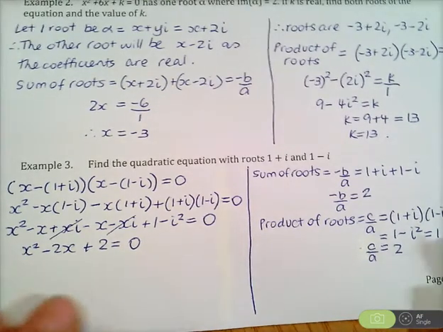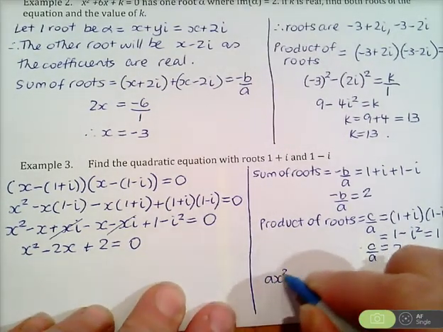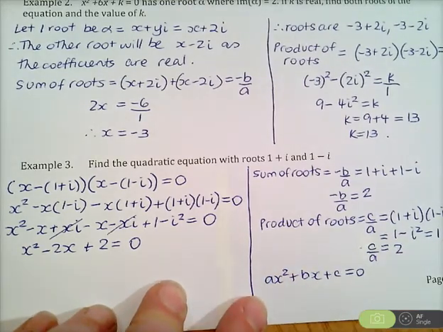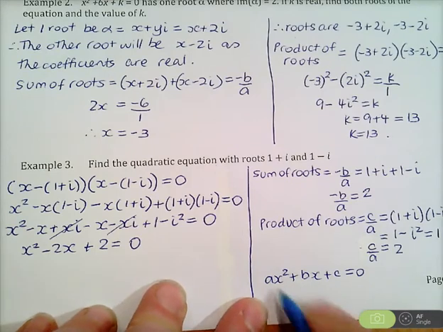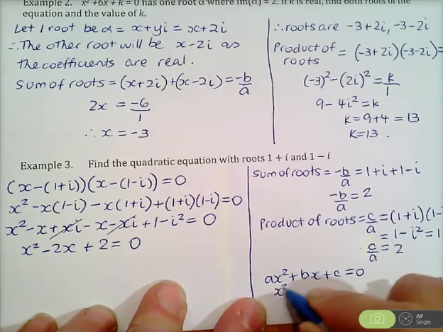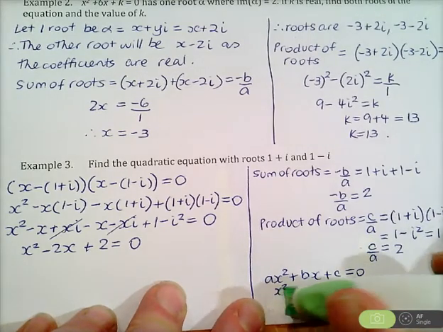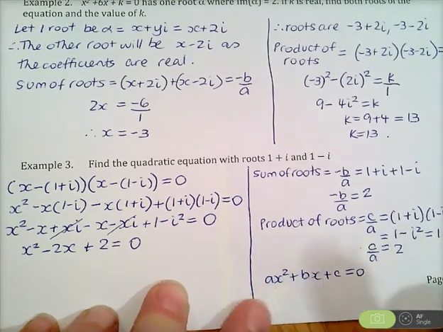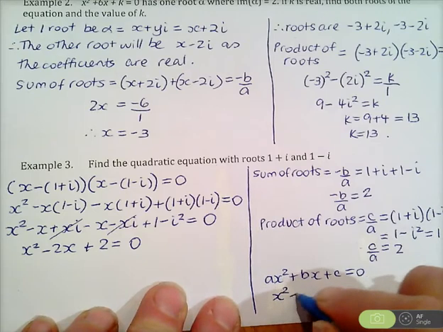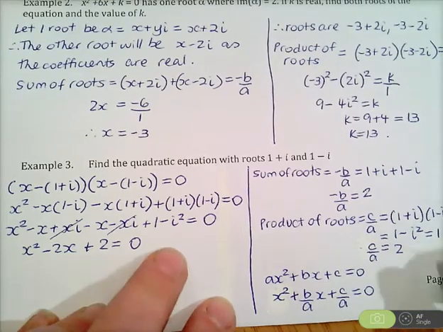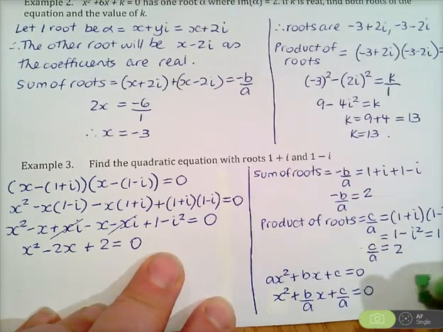Now, we know that ax squared plus bx plus c equals 0 is the general form of a quadratic equation. Now, if we divide through by a, I get x squared plus b on a x plus c on a equals 0. So I just need a bit more room here. I'm just going to wipe that out.